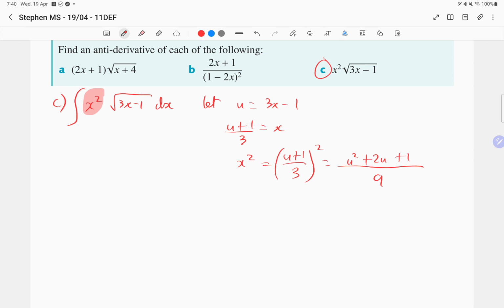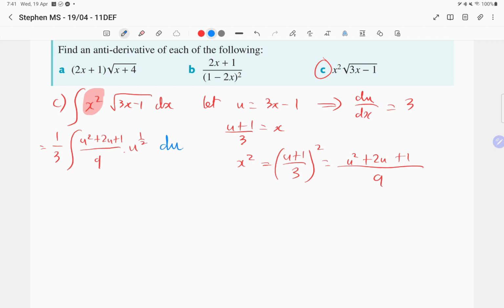So once you've got this, up to this point, you can just substitute it in straight away. After this, du over dx would be 3. Same thing, you want 3 in there, so you times it by 1 over 3, skipping a bunch of steps: u squared plus 2u plus 1 over 9, and then times u to the power 1/2 du.